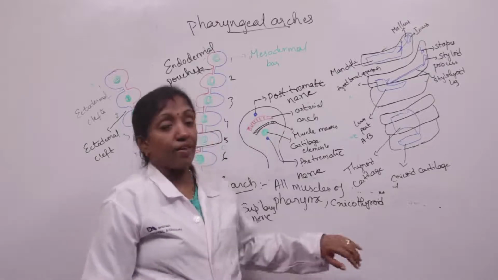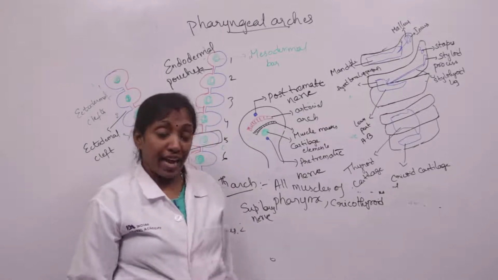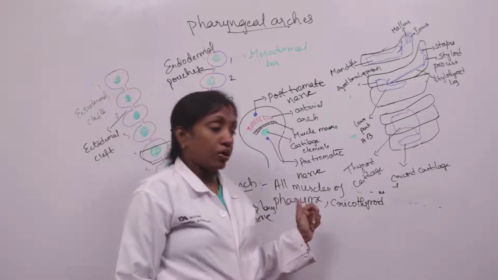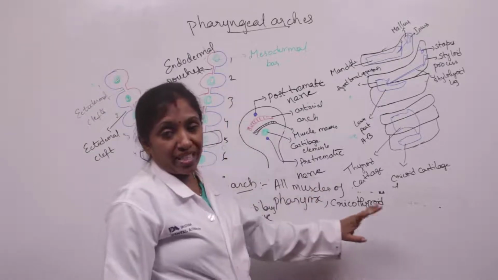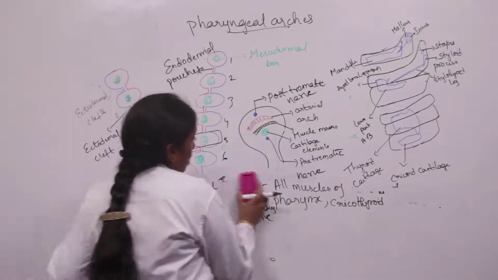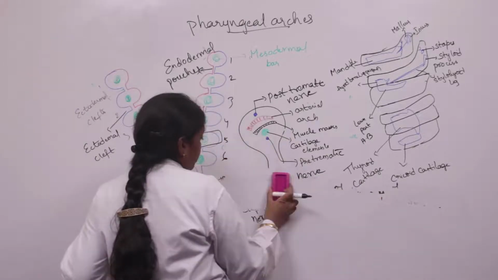Supplies all muscles of pharynx as well as one muscle of the larynx, that is cricothyroid. So the muscle derivatives from the fourth arch are all the muscles of pharynx as well as cricothyroid, which are supplied by the nerve of the fourth arch, that is superior laryngeal nerve.